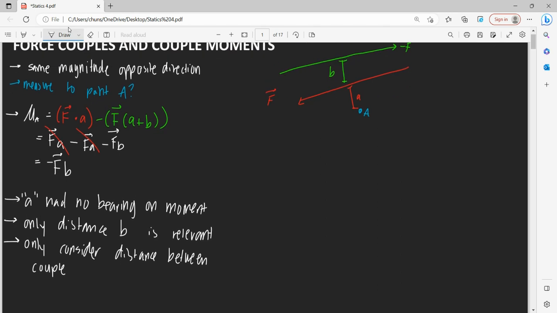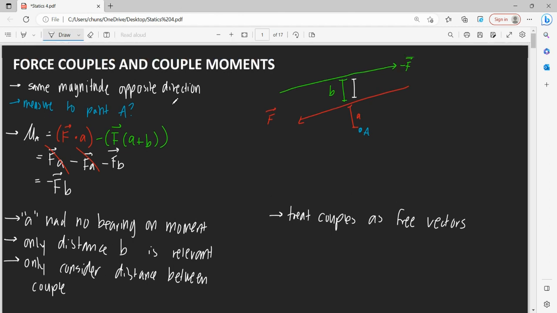Because A has no bearing, it doesn't really matter where our forces are acting in our system. It only matters that our distance between them stays consistent. So because A has no bearing, we can treat our couples as a free vector, where they can be applied to any point, but still have the same impact for our moment.